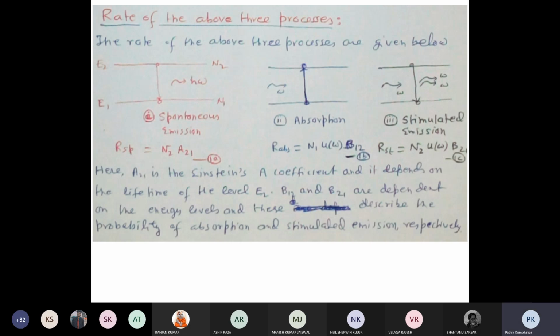The spontaneous emission is shown in figure A, the absorption process is shown in the middle of the figure, and the stimulated emission is shown in figure 3 at the right hand side. Now the spontaneous emission means, let the two level system be as we described. So there are N1 number of atoms per unit volume in the energy E1 and N2 number of atoms in the energy E2 per unit volume.